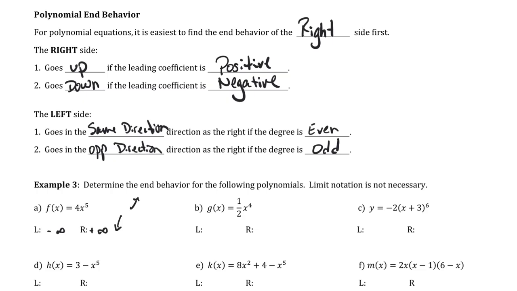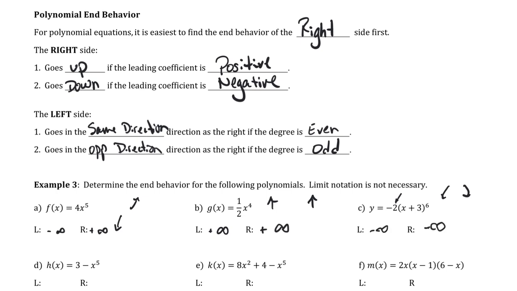What about the next one? Well, I know they're going in the same direction because it's an even exponent, and it's a positive coefficient, so it has to look like that. So we have positive infinity and positive infinity. Okay? All right, C. We have a 6 as our exponent. That means they're going in the same direction. Our coefficient is this guy out in front, -2. So they have to be going down like this. So they're both negative infinities.